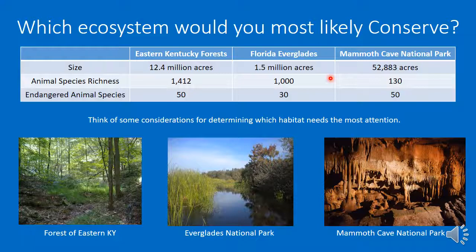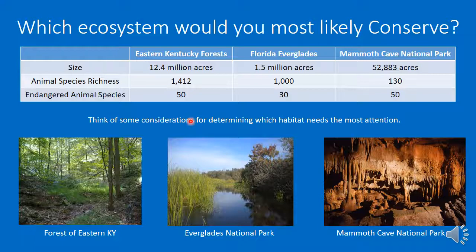So if Eastern Kentucky's 12.5 million acres, we're probably not going to destroy all 12.5 million acres very quickly, right? So it's going to take a while. And there's 50 endangered species spread out in this massive area. Now, in reality, a lot of these endangered things are really limited geographically, but for our little thought experiment here, we're going to pretend they're just spread all over the place.